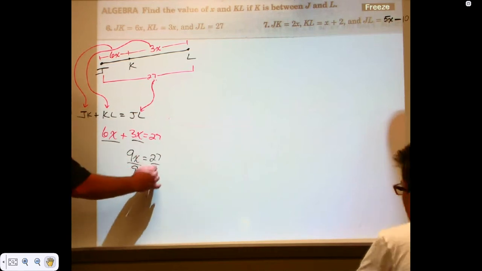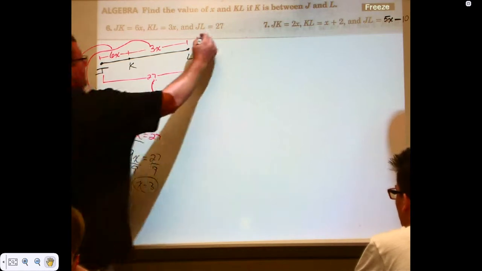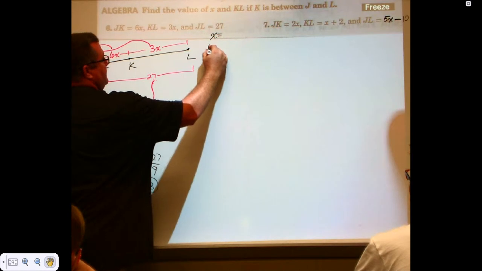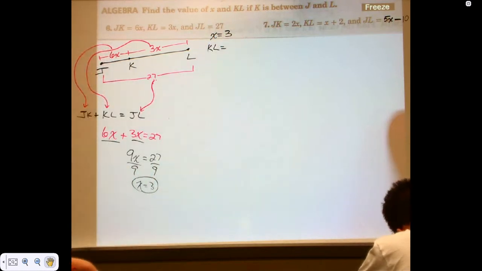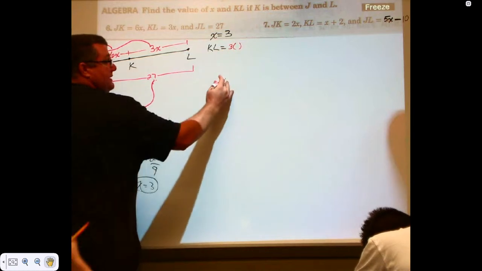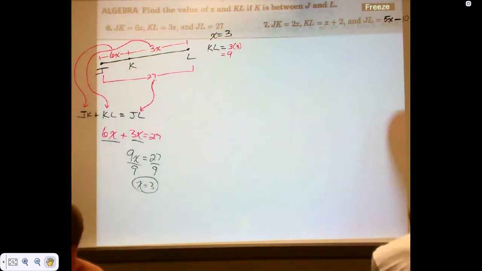Divide both sides by what? X is equal to? In this problem, what they asked me to find was what X is equal to and what KL is equal to. I found X. I found that it was what? What is KL? 9. Why, how'd you get that? 3 times 3 is 9. KL is 3 times whatever number X is. What is X? So X is 3, so that makes KL what?